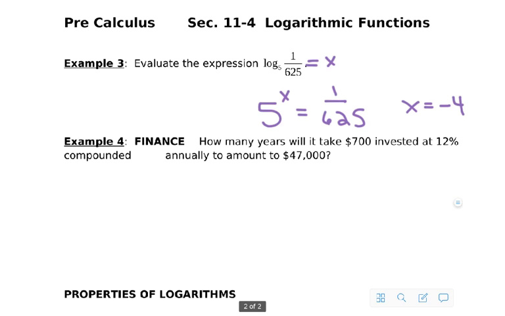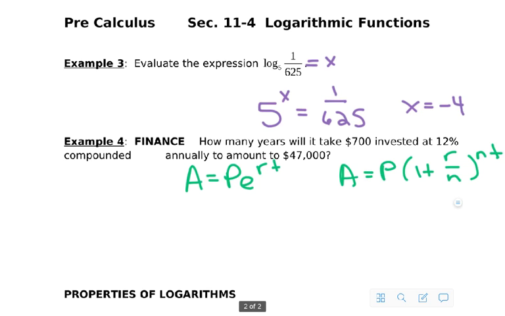Example 4. How many years will it take $700 invested at 12% compounded annually to amount to $47,000? Remember, in our money problems, you have one of two equations to choose from. You can either choose this equation or this equation. I should rephrase that. You don't really get a choice. You have to pick the correct equation for this particular scenario.